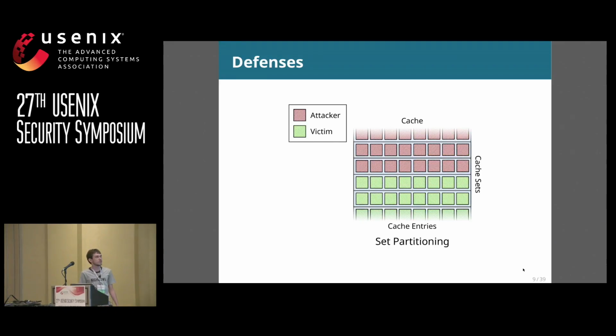Then we have set partitioning. In set partitioning, the cache is divided based on the cache set. So you have different physical pages, and the part of the physical address will tell which cache set is being used. And by handing out specific pages, you can actually divide the cache by sets. So you basically give the upper half to the attacker and the lower half to the victim.